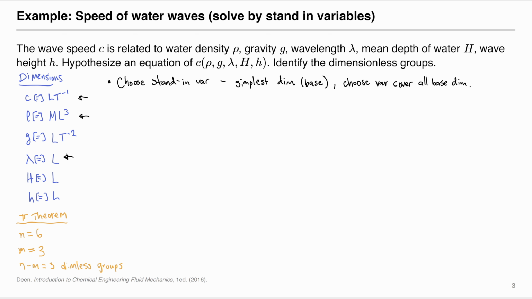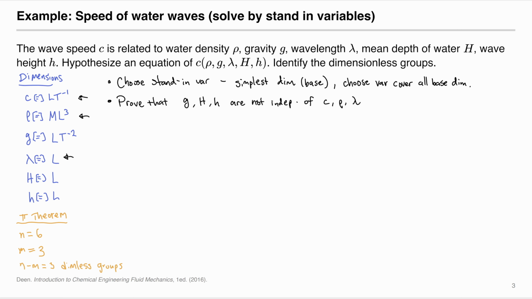So here we chose C, rho, and lambda as the stand-in variables. Now what we want to do is transform this problem into one that lets us prove that the other variables that we didn't choose, so G, big H, and small h, are not independent of the variables that we have chosen, which are C, rho, and lambda. This is actually a proof of Buckingham's Pi theorem, saying that the other variables, other than the stand-in variables, are not independent of each other.